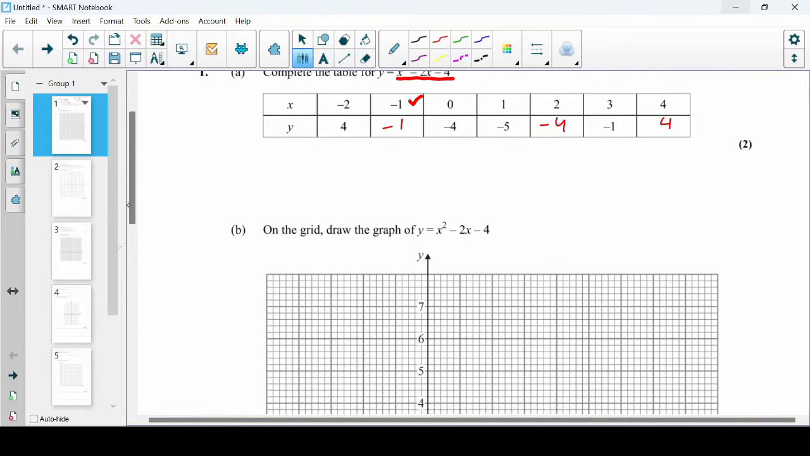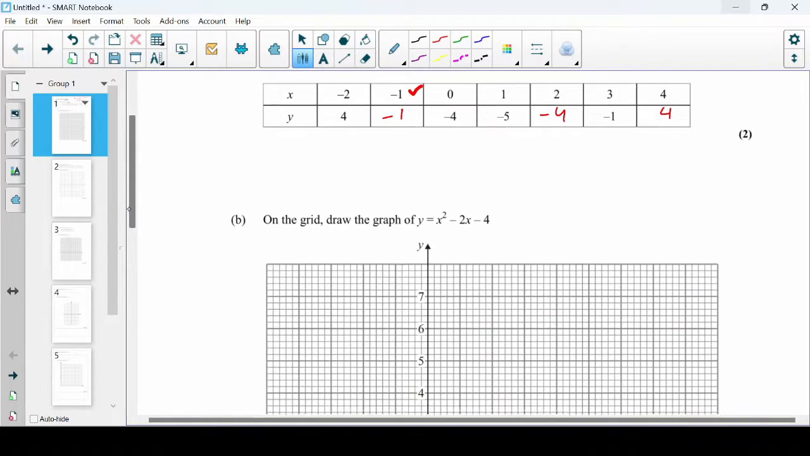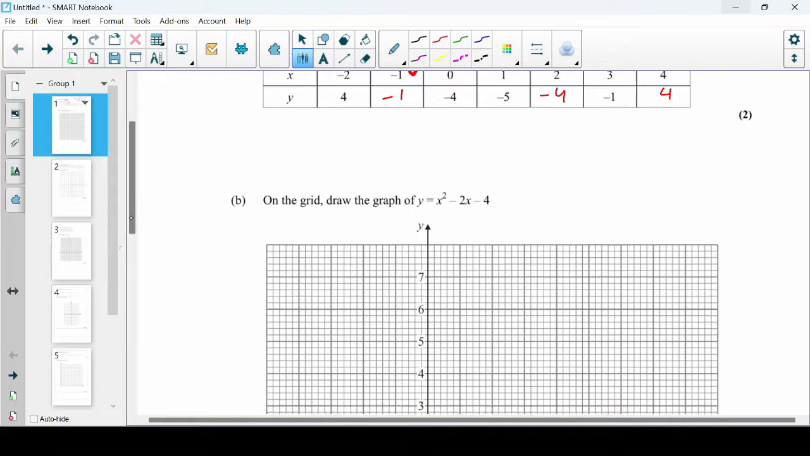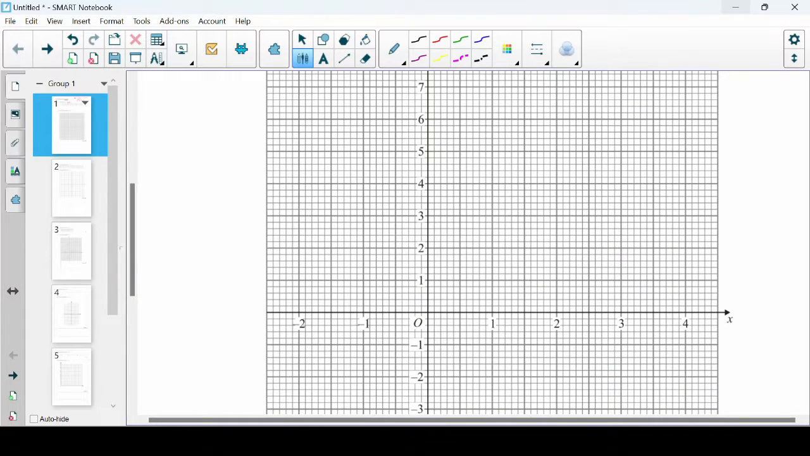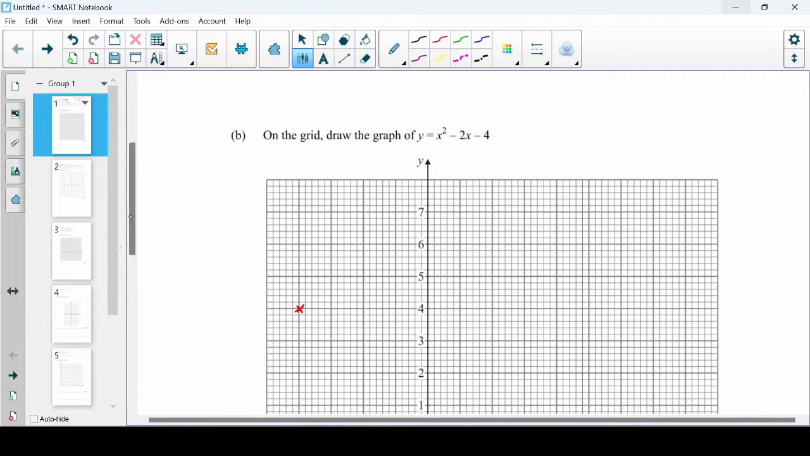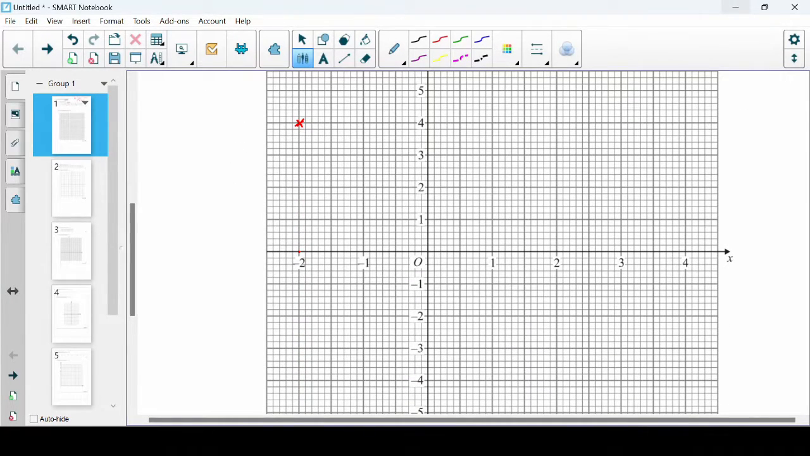So now we have to plot these values. When x is -2, y is +4. So -2 is here and +4 is here. So we just find this point here. This is our first point, and the second point is -1 and -1. So when x is -1, y is also -1. So this is the point.